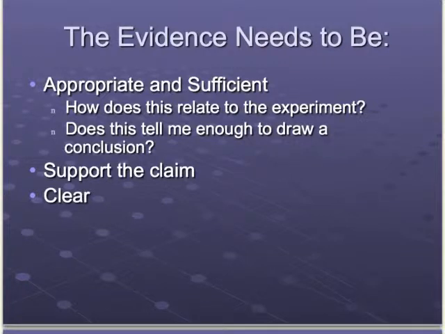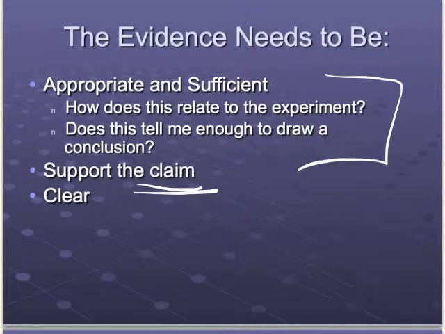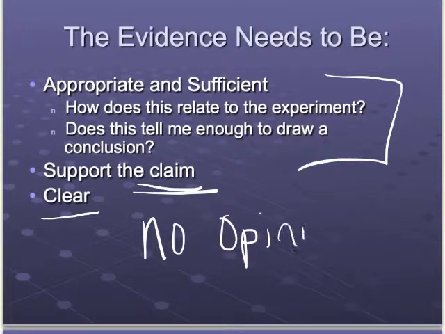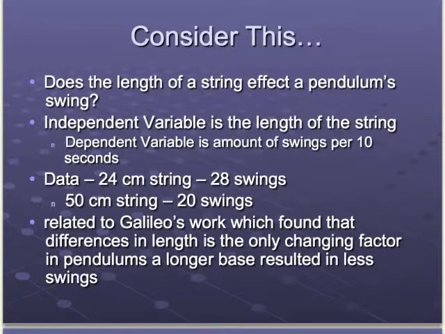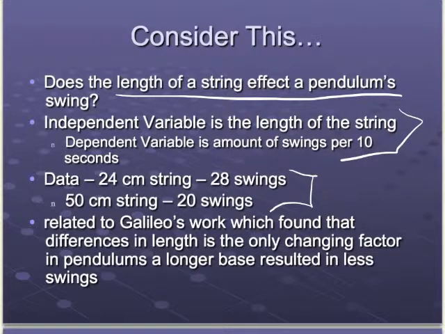When we are thinking about our evidence section, we want to consider those things that were addressed in the video. We want to make sure that it supports the claim, that it's clear, and again, that it is a no opinion zone. So going back to our experiment about whether the length of a string affects a pendulum swing, we have our two variables and our data in here. In our evidence section, this is where we want to focus on the data. How can we break this down and explain this without giving too much information?